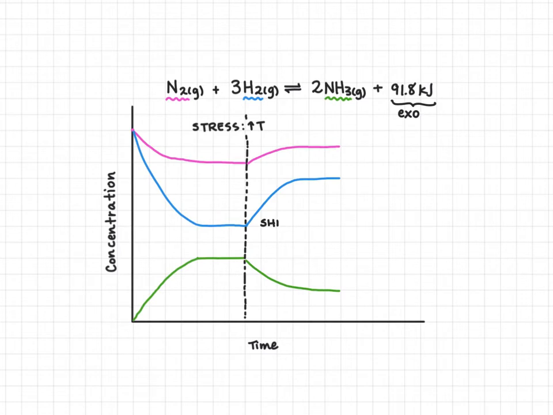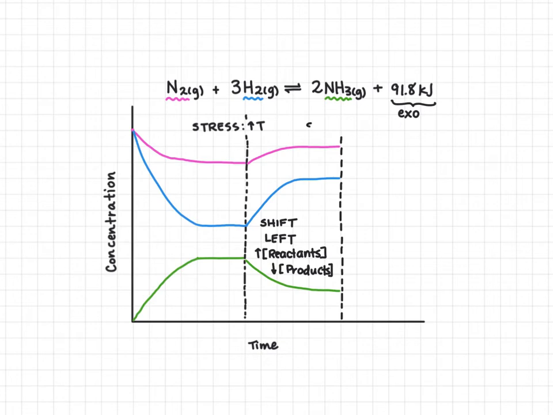This is a shift left. And we know that it's a shift left because the concentration of our reactants has increased. So the concentration of the species on the left side of the reaction have increased, and the concentration of our products have decreased. Now that we're at equilibrium again, we can introduce another stress.